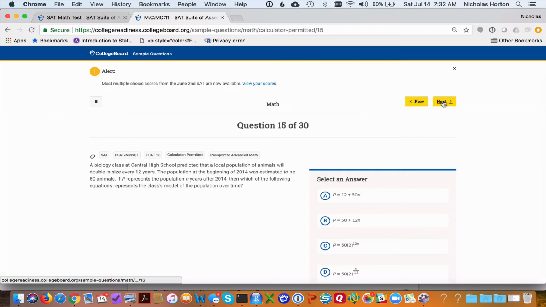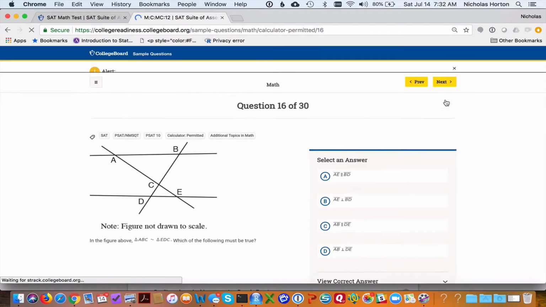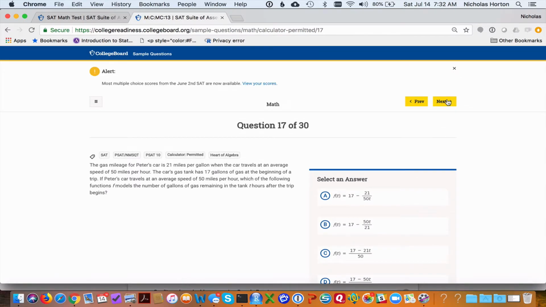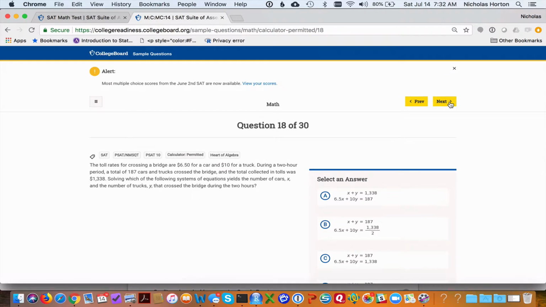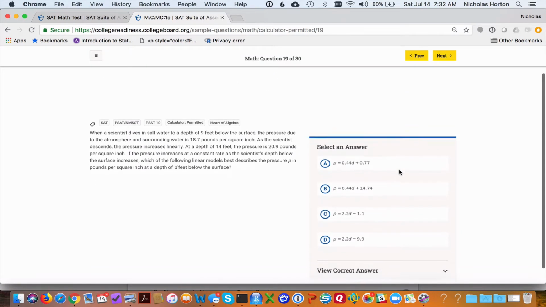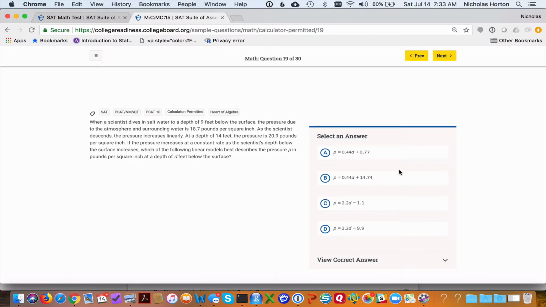Number 15, kind of thinking about some exponential growth. 16, another one of the kind of additional topics in math. 17, kind of thinking about gas mileage problems. Again, important math literacy kinds of things in here. Toll rates and trying to understand how those relate. This is really the heart of algebra, is the flag on it. Then question 19 is really thinking about another one of these linear equations.